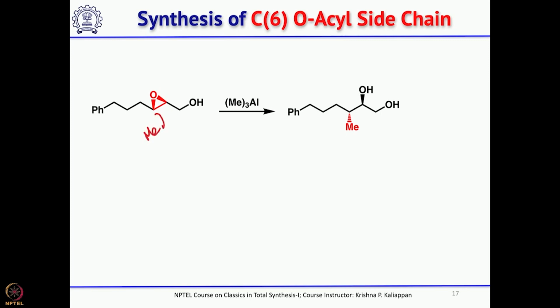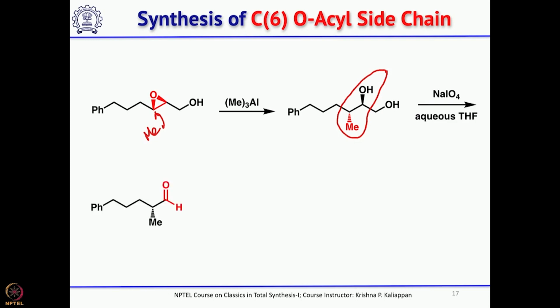So now the aluminum will open opposite to this epoxide. So thereby one can easily get the anti-aldol product. If you look at this, it's like the anti-aldol product. Now you have a 1,2-diol. The 1,2-diol can be cleaved with sodium periodate to get the corresponding aldehyde. This aldehyde, upon treatment with vinyl magnesium bromide, gives the corresponding vinyl allylic alcohol.